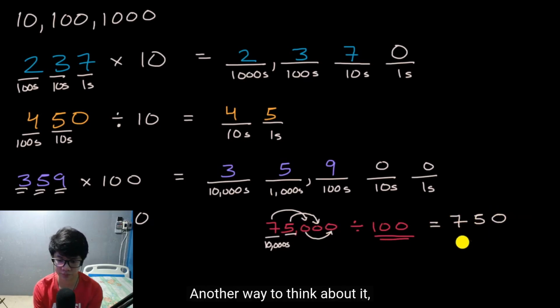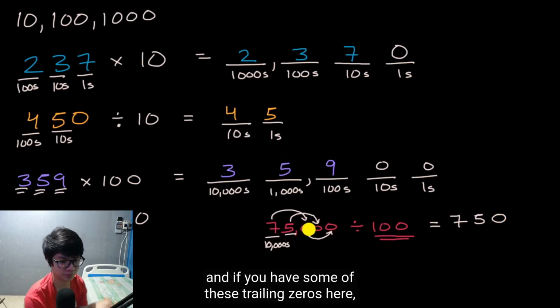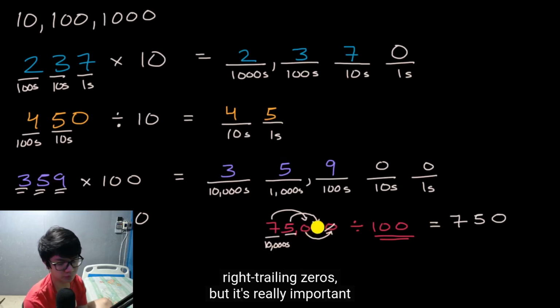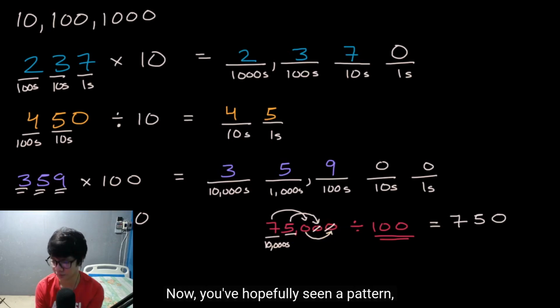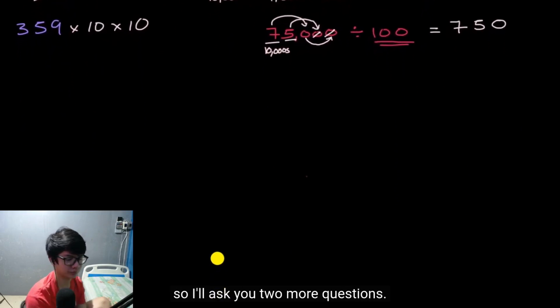Another way to think about it, and we've talked about it before, if you're dividing by 100, and you have some trailing zeros here, well, then you would remove 2 of these trailing zeros. But it's really important to know why that happened. Now, you've hopefully seen a pattern, so I'll ask you two more questions.